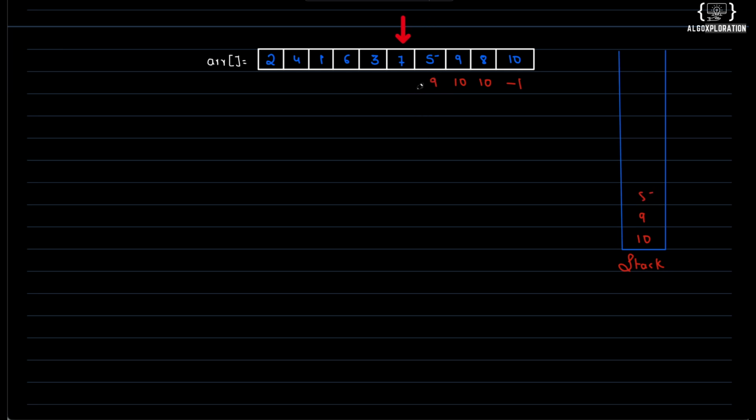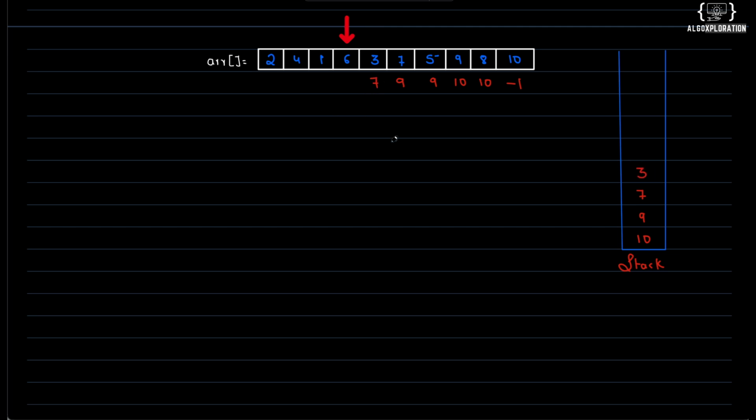Now for 7, see the elements present on the left-hand side. 5 can never be the answer, right? So I'll pop 5 first, and I'll keep popping until I don't see any element which is greater than 7. So I'll stop at 9, and I will be storing 9 over here and 7 over here. And for 3, 7 will be the answer and store 3 over here.